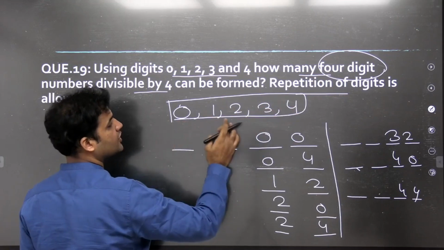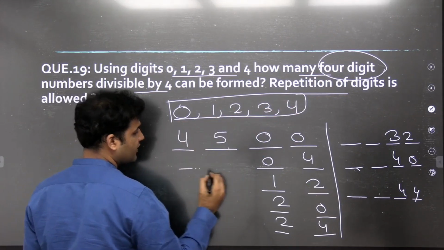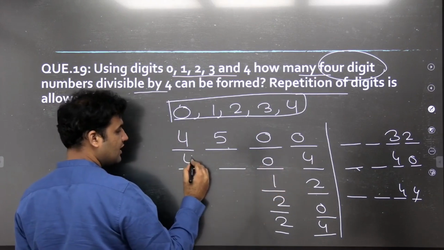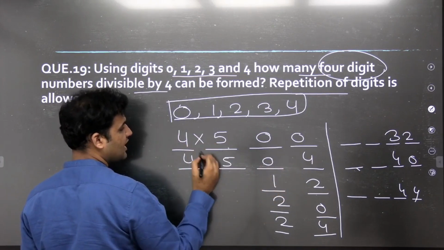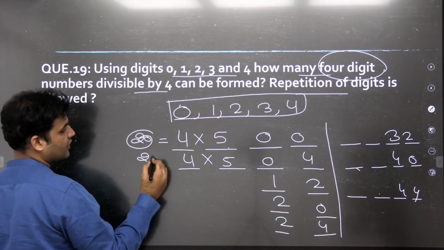So I will be left with 4 digits to use. This place can be filled in 4 ways, this place can be filled in 5 ways. Same is the case for here also. This place can be filled in 4 ways, this place can be filled in 5 ways. So I'll have 20 numbers over here, 20 numbers over here.